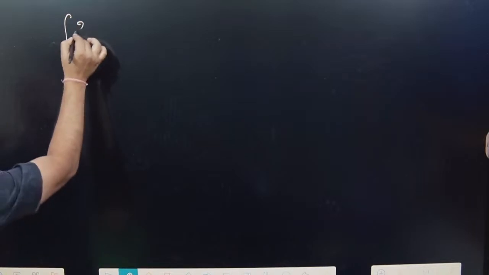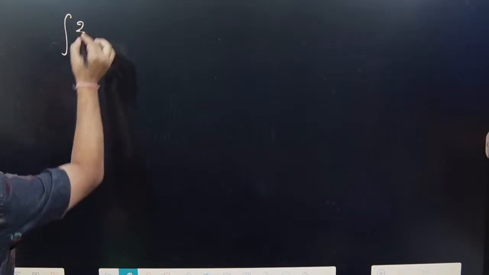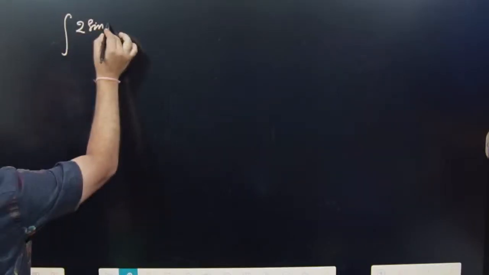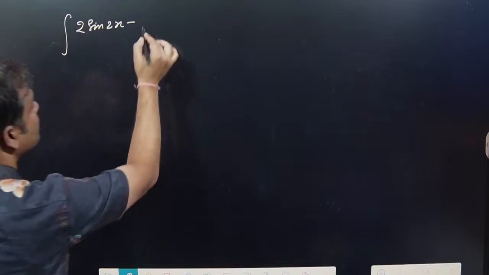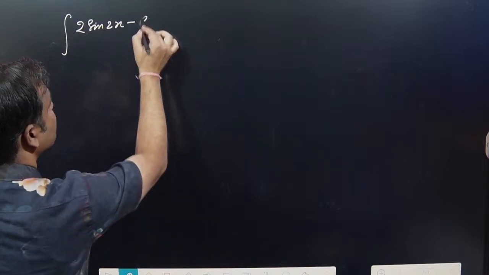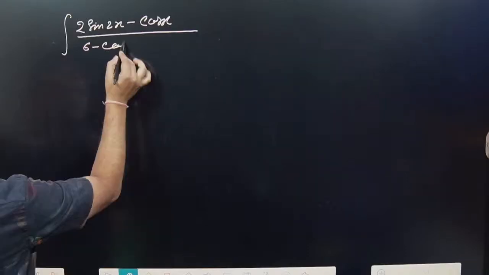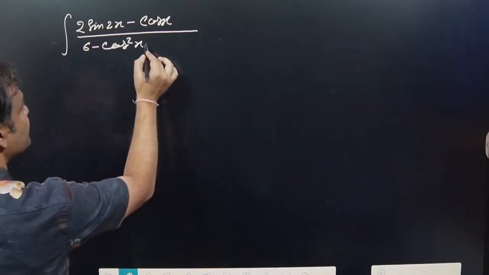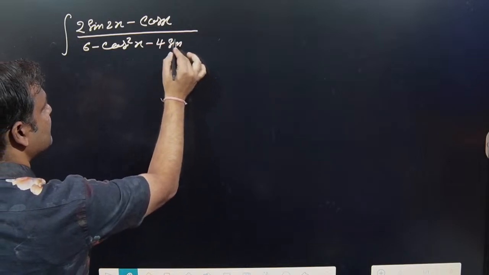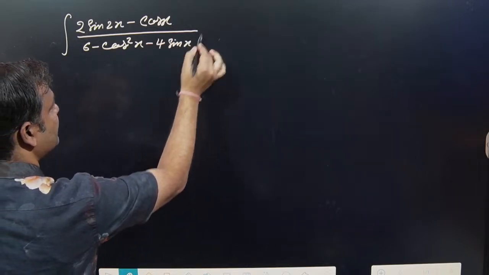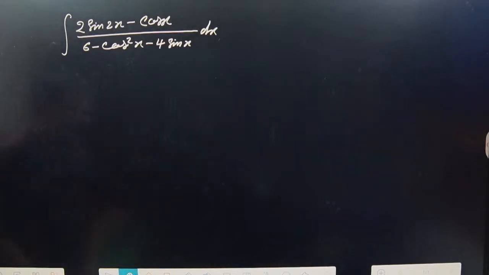Integration of 2 sin 2x minus cos x divided by 6 minus cos square x minus 4 sin x into dx. Okay, how can we solve this? How can we solve this type of problem?